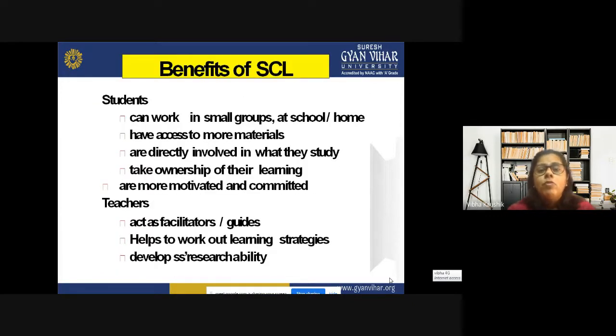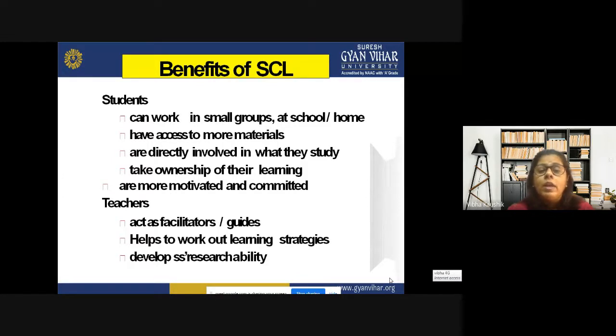Now, benefits of SCL, which means student centered learning approaches. Students can work in small groups. At school, some small groups will be created and they will work together. Small groups can be formed at schools and at homes also. They have access to more material. The students have access to use more and more material.